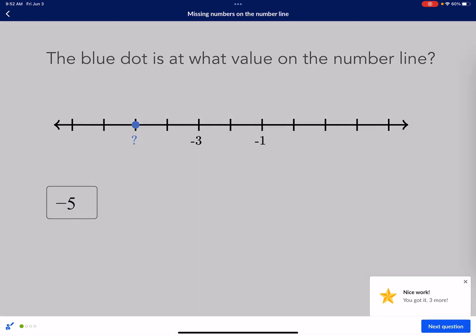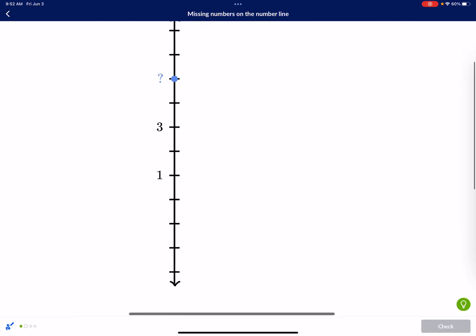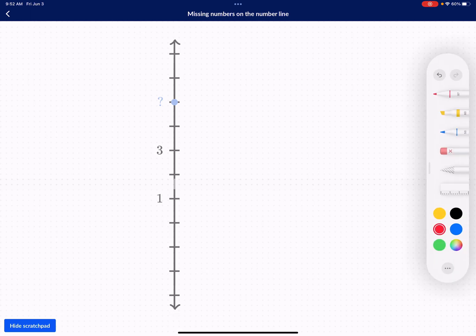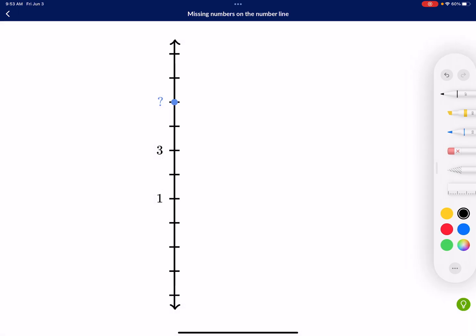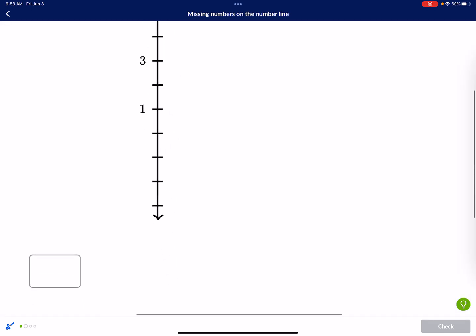Let's go ahead and try another one. Let's just try this one. As you can see, it's just increasing by 1 again. So it's going to be 1, 2, let me use a different color, 1, 2, 3, 4, and that's going to be 5. So my answer is going to be 5.